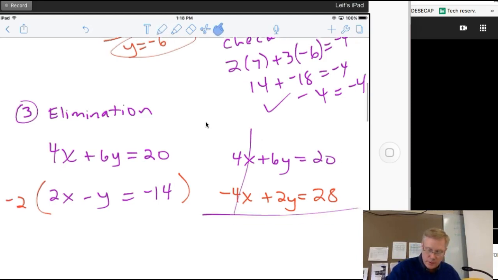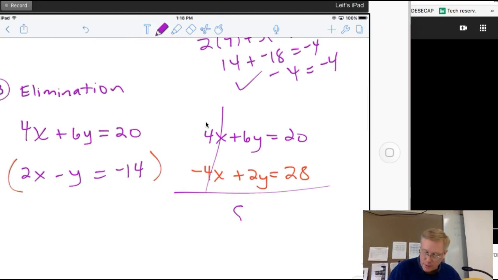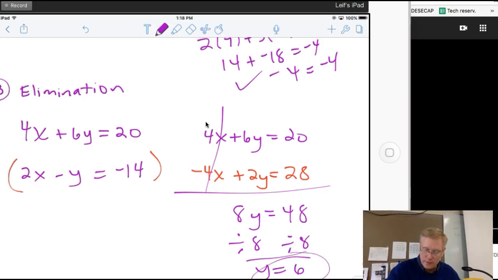Those cancel. And I'm going to get my first answer real quick. 8y equals 48. Divide by 8. Get y is 6. And that's the first answer.